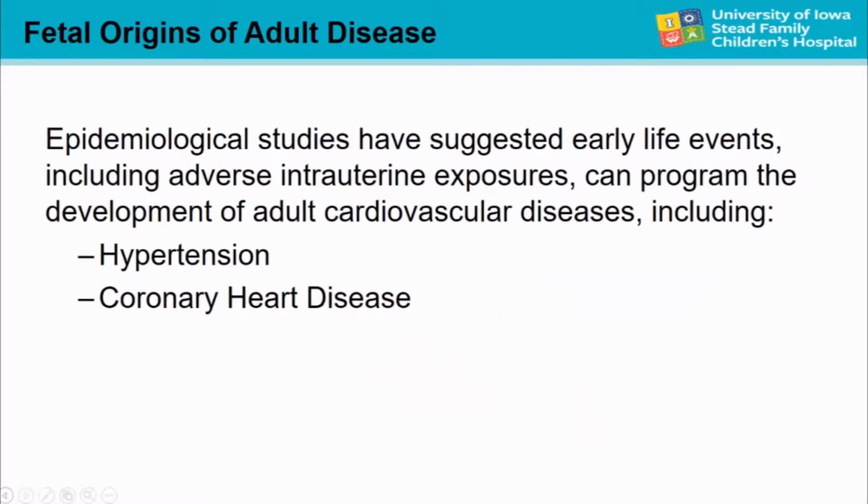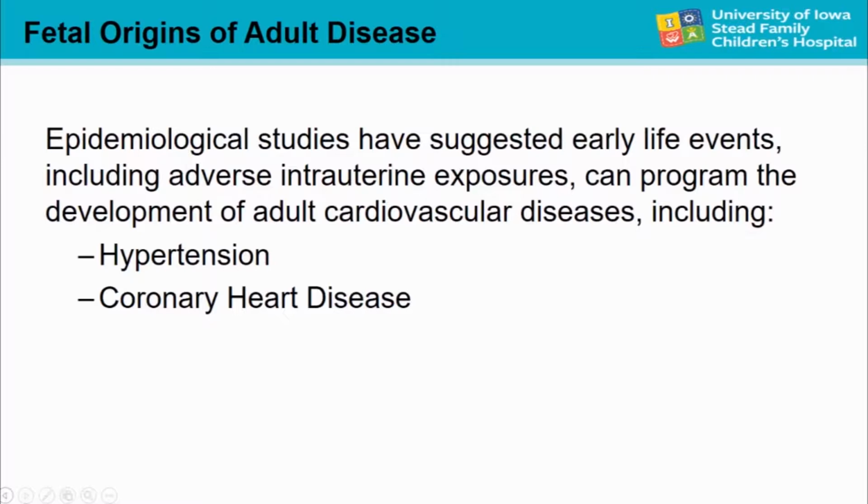Adam and Sean actually hit a lot of the background that I didn't need to cover in my presentation. People have been talking about the Barker hypothesis, fetal origins of adult disease, developmental origins of disease. It goes by a variety of different names, but basically for 3 decades or more, epidemiological studies have suggested that early life events, including adverse intrauterine exposures, can program the development of adult cardiovascular diseases.